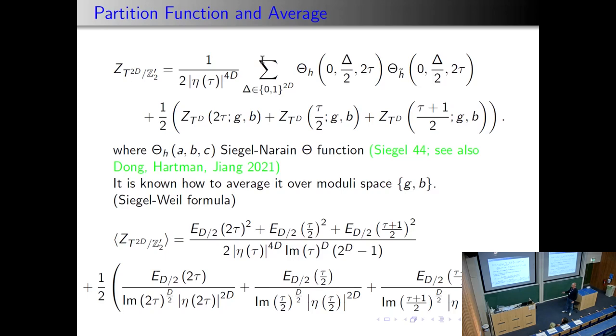So this all comes from the torus amplitude with no insertion, no twisted sector. And this can now be viewed as an average of a lower dimensional torus with a different complex structure. And this is the twisted sector and insertion contributions.